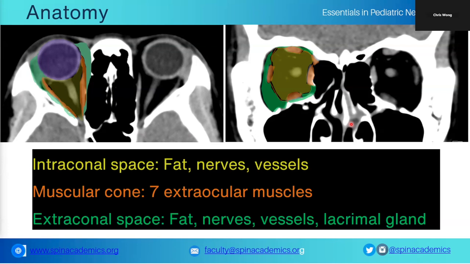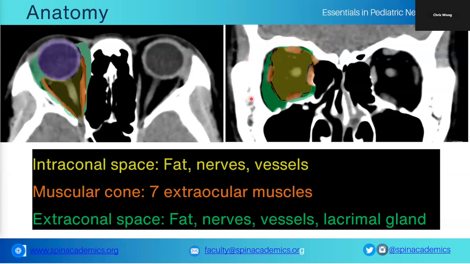First, it helps identify the center of the lesion, which may give hints to the differential diagnosis. Secondly, it is important to indicate the extent of the lesion for management and monitoring. And usually, the orbit is divided into three spaces: the intraconal space, which is yellow here, the muscular cone in orange here, and the green area here, which indicates the extraconal space. And we can appreciate the same structures in the coronal plane here.